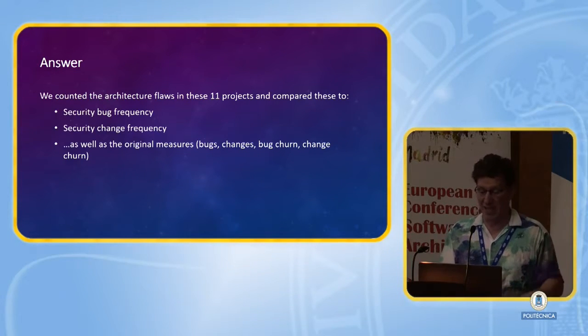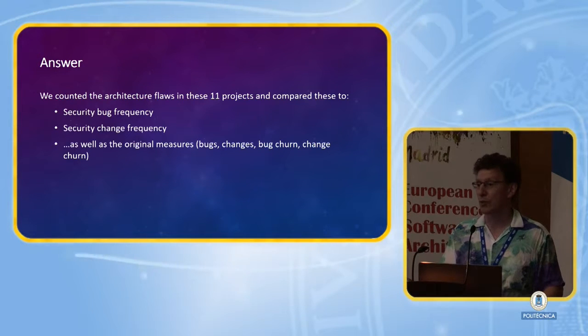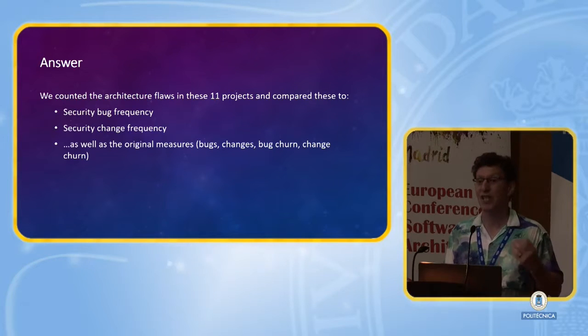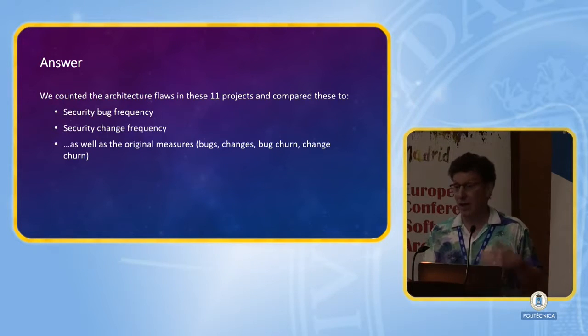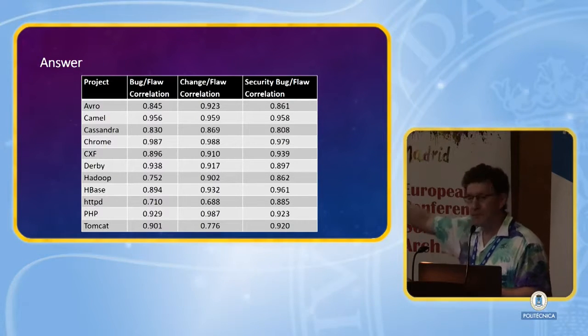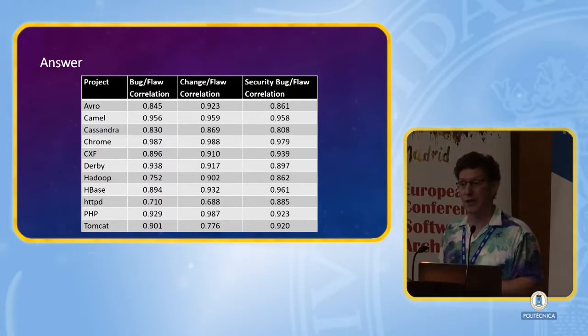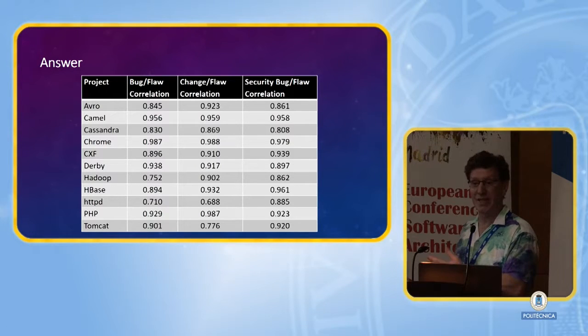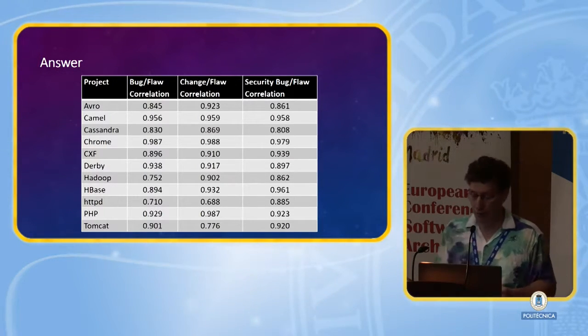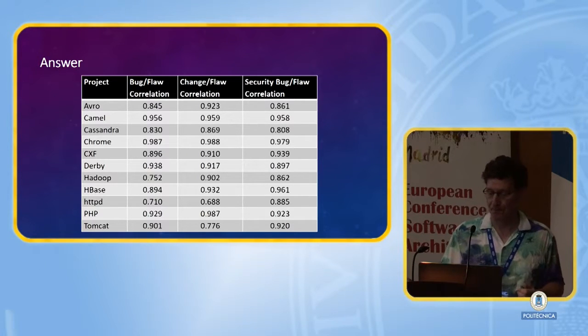We took, in this case, 11 projects, and we did the exact same analysis, but we also looked at the frequency of security bugs and changes made that were labeled as security, and we see the exact same kind of correlations, that security bugs are indeed strongly correlated with architectural flaws as well. These things are a problem.